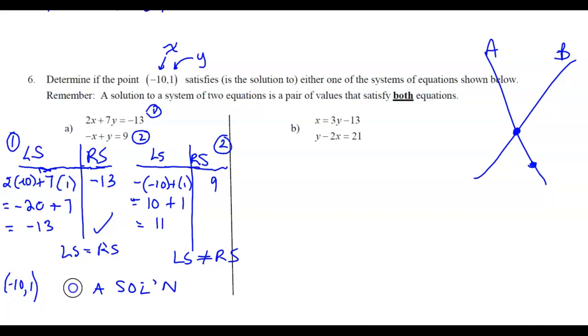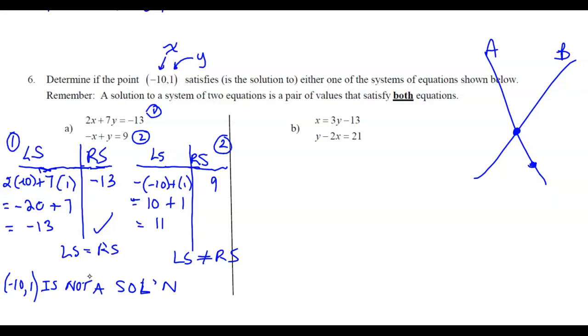I'll write that as my abbreviation for solution, SOL apostrophe N. SOL apostrophe N is my abbreviation for solution. Oh, it's not a solution.